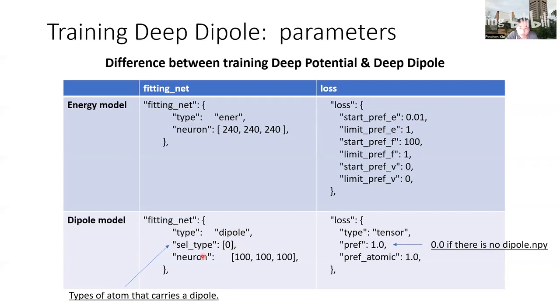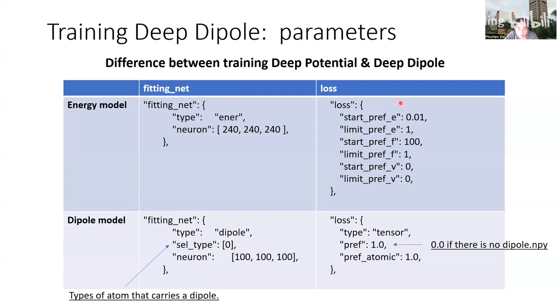Here, the setup is copied from the training script of water. So the atom type 0 here is the oxygen. For a more complicated system containing multiple atom types, you can specify more than 1 type of atom to carry the dipole. You just need to provide the compatible number of training labels in the dataset.